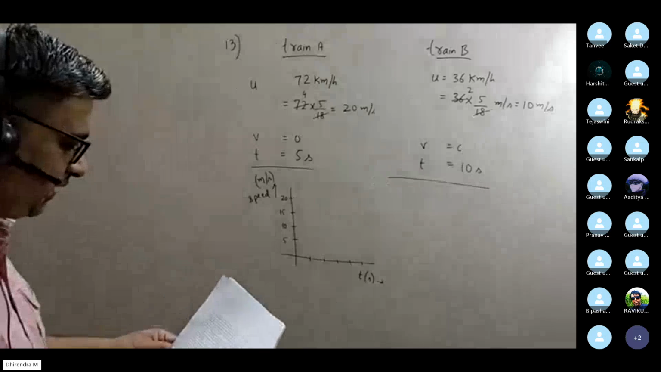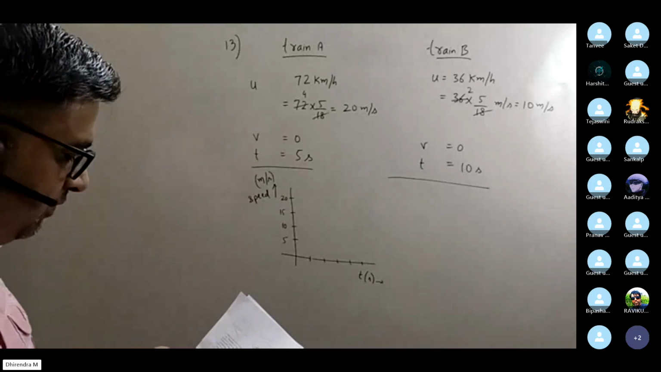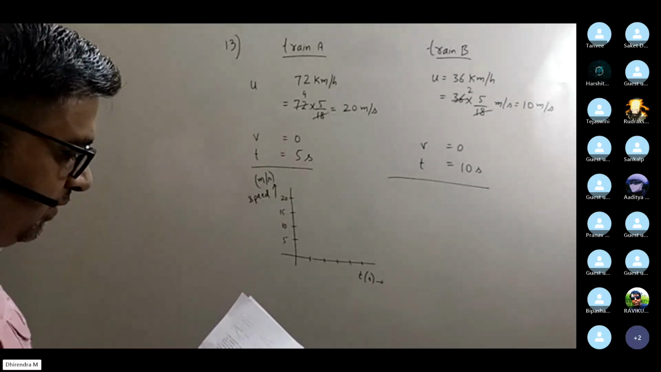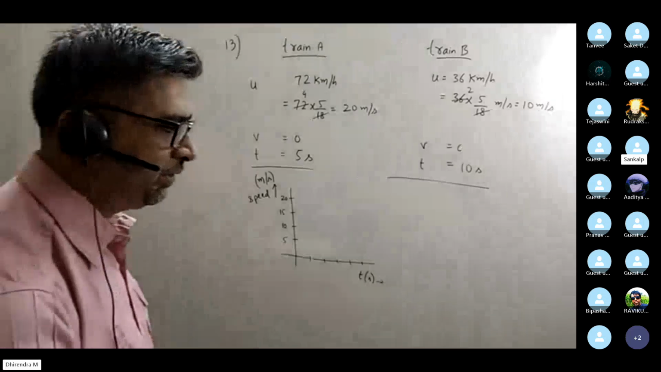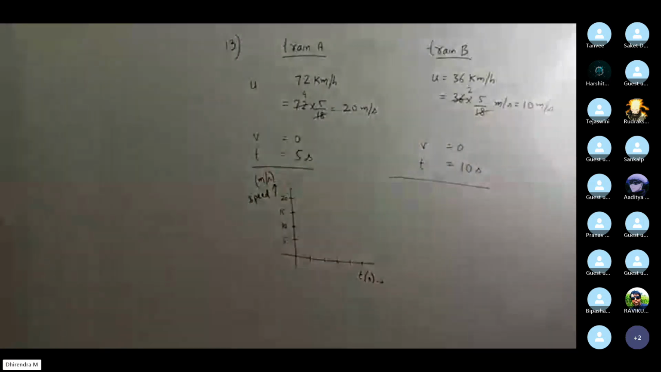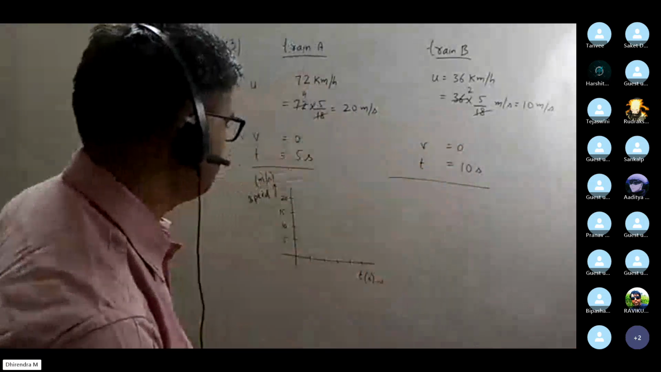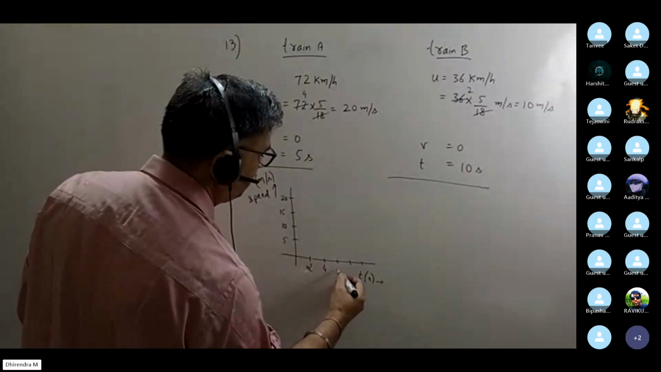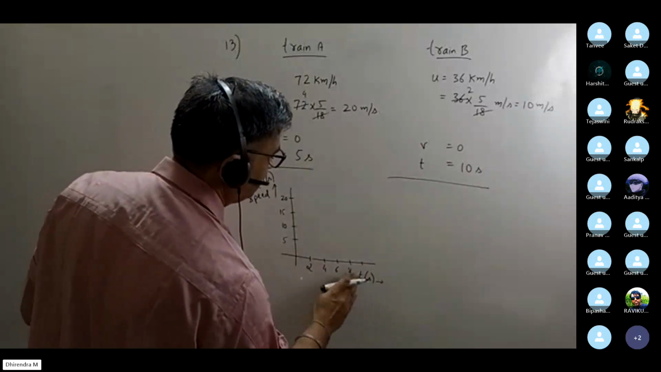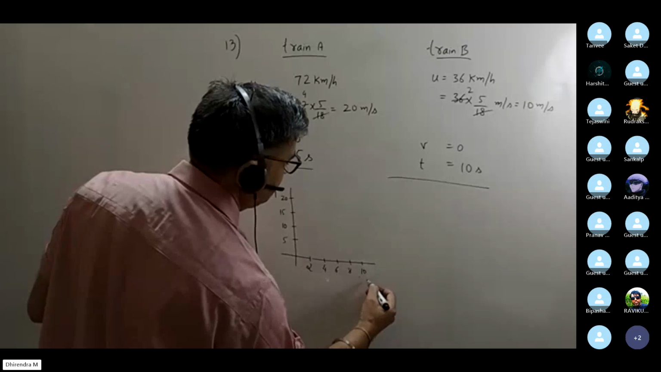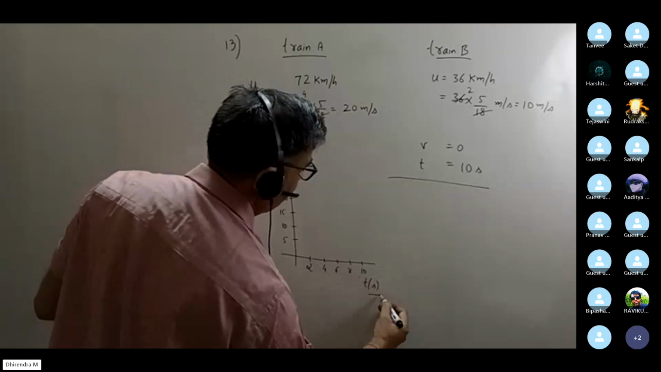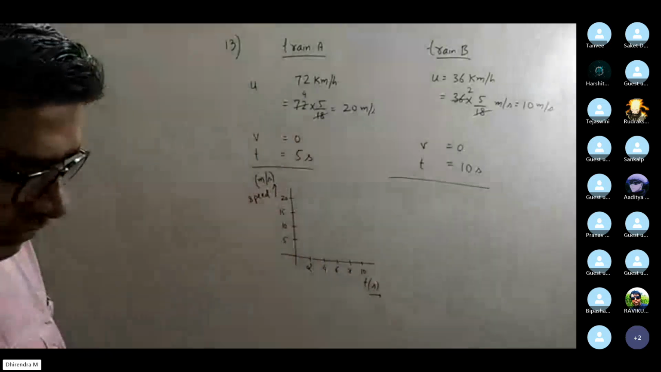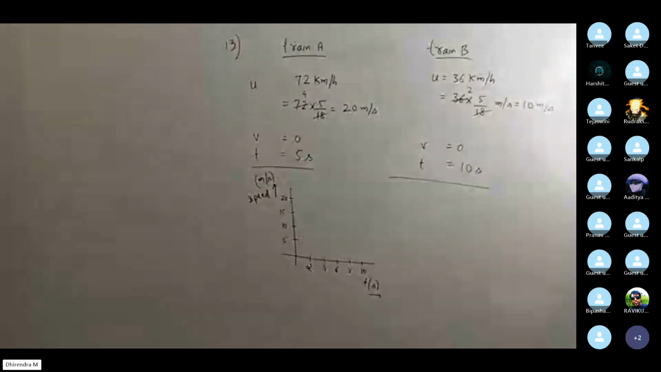So let us now plot this on the same graph. The question says to plot the speed-time graph for both on the same paper. Okay, so we'll do both together. The 10 will be a little more, so let's do 2, 4, 6, 8, 10. I think I should have drawn a bigger graph, but that's fine.